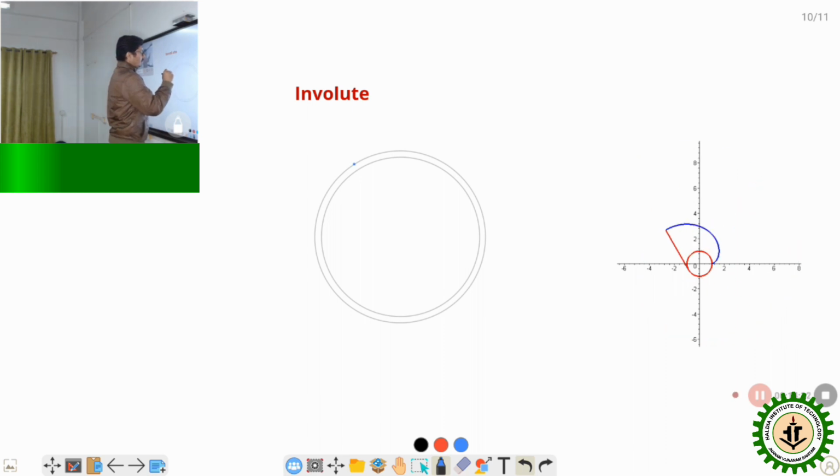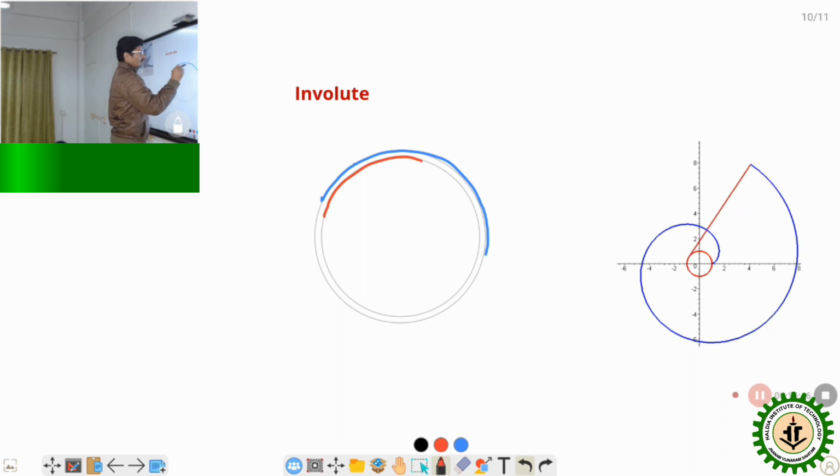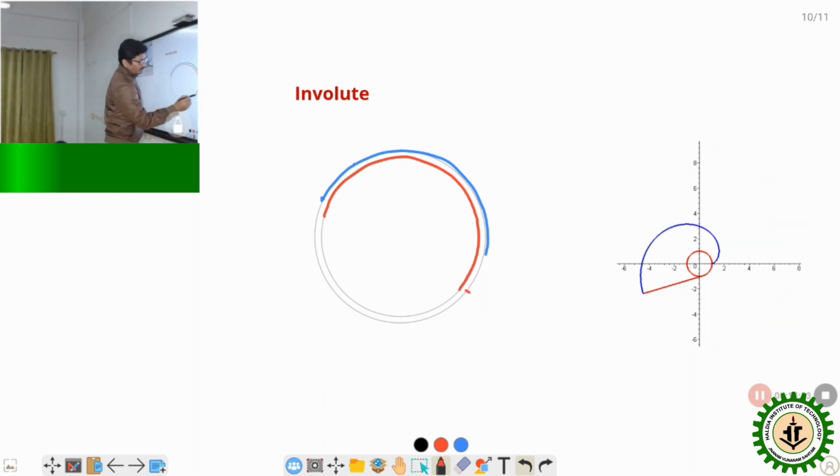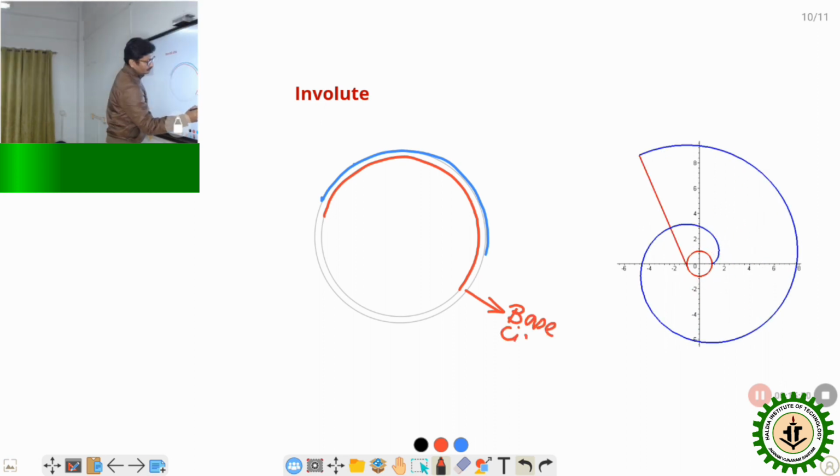So in that case, this one is the pitch circle, I can show you, and this one is the base circle. Okay, we can see this is the base circle, and this one is the pitch circle.